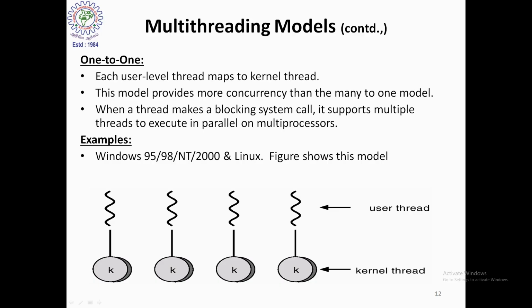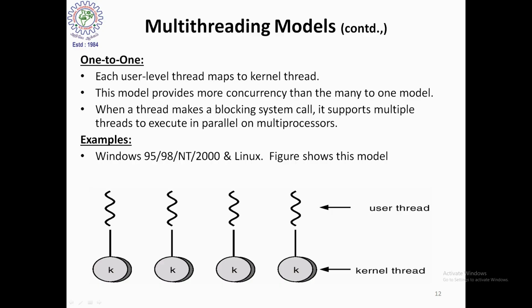The disadvantage is that creating a user thread requires every user level thread to be associated with a kernel level thread, so it can be economically too costly. Also, the overhead of creating kernel level threads can burden the performance of the entire application. Most implementations of this model restrict the number of threads appropriately to the system. So this is the main disadvantage of going for kernel level threads. But compared to the many to one model, the one to one model is less complex.